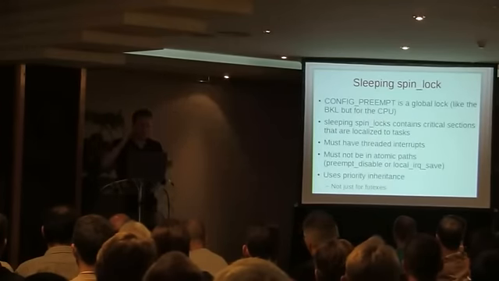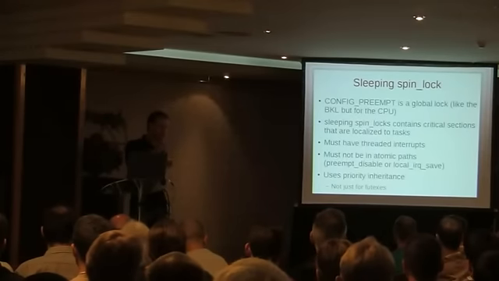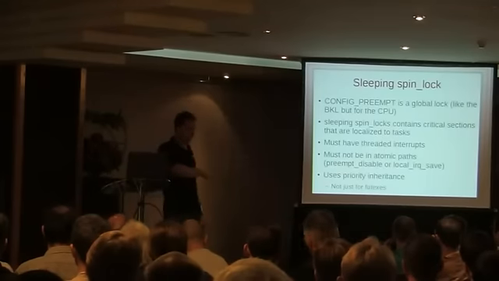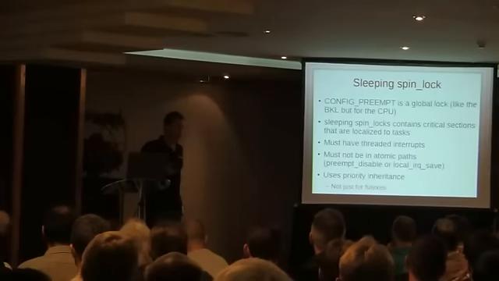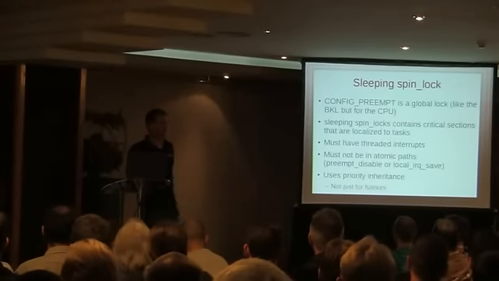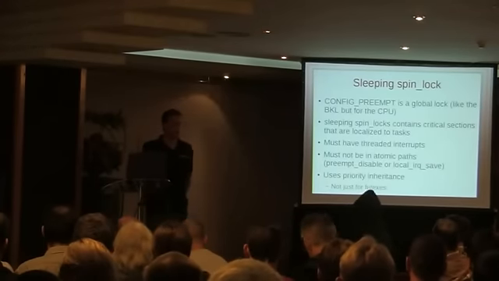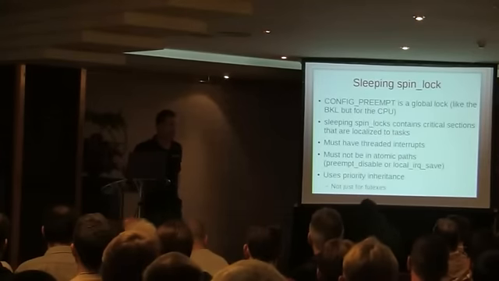Now, sleeping spin locks. When you have normal config preempts, in the mainline, the most preemptable way you have, a spin lock just spins, and it disables preemption. And anytime you disable preemption, I call that the BKL for the CPU, the big kernel lock. Because once you disable preemption, you are the highest priority process in the system. No one else can preempt you.